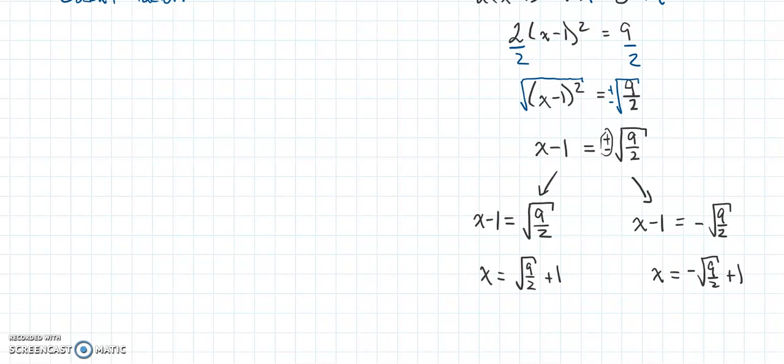Both of those we could write as decimal answers. These answers here are what we call the exact roots. They are exact, meaning we haven't rounded. But if we want to round, we would get the approximate roots.